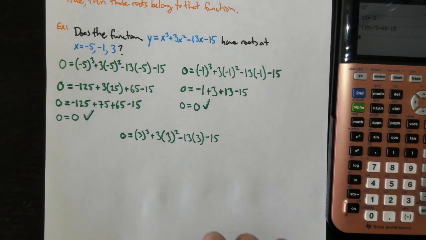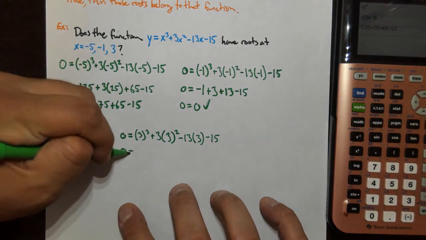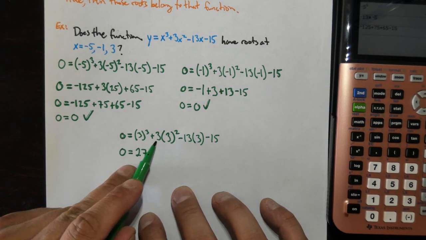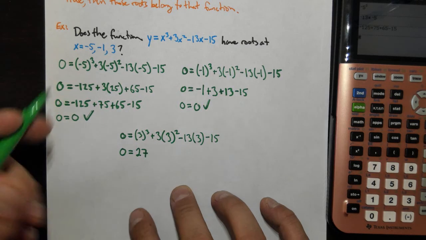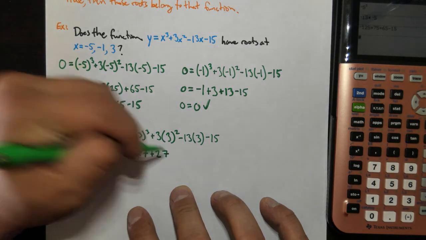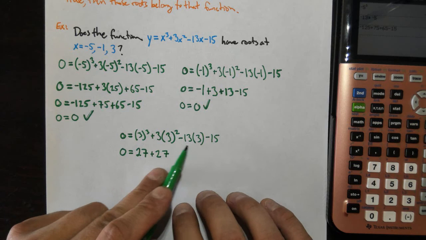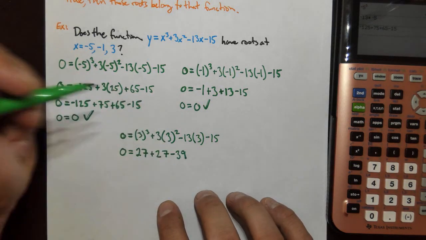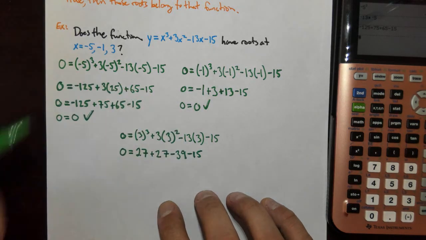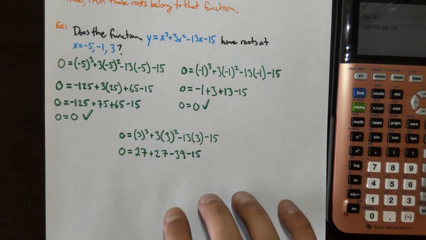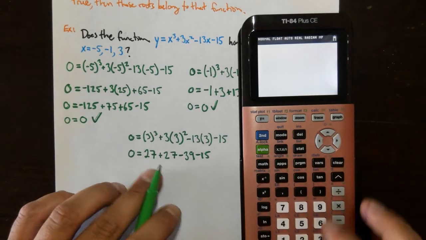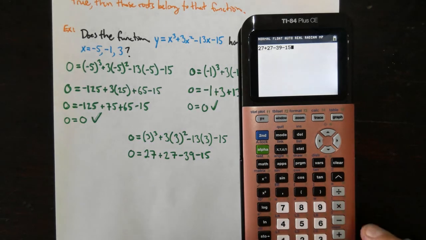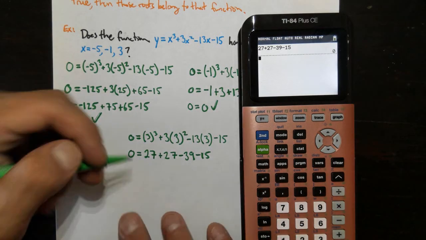Okay. So 3 cubed, that's going to be 27. 3 squared is 9. Times 3 again is 27. So we're going to have 27 plus 27. Negative 13 times 3 is negative 39. And then minus 15. I guess we could just plug this into the calculator here. 27 plus 27 minus 39 minus 15 equals 0. And there we have it.